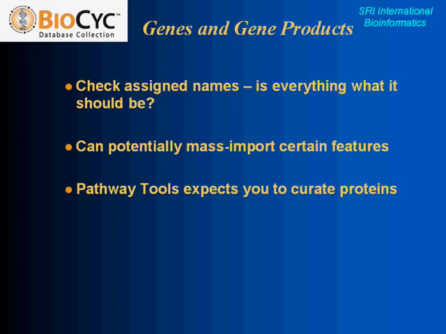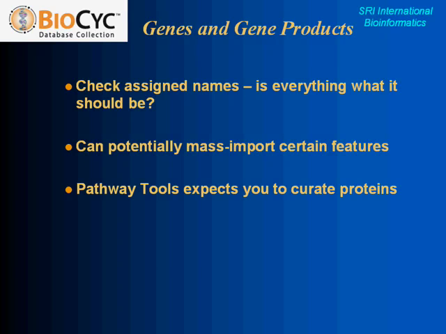It's useful if you have a big file that lists just the gene names by maybe individual gene number, however it's done. You can potentially mass import certain features, and I'm not actually going to go over the import-export function, but it's described in the documentation that comes with the Pathway Tools software, and it lets you, say, export a bunch of protein frames, add something in a systematic fashion, and then re-import them.